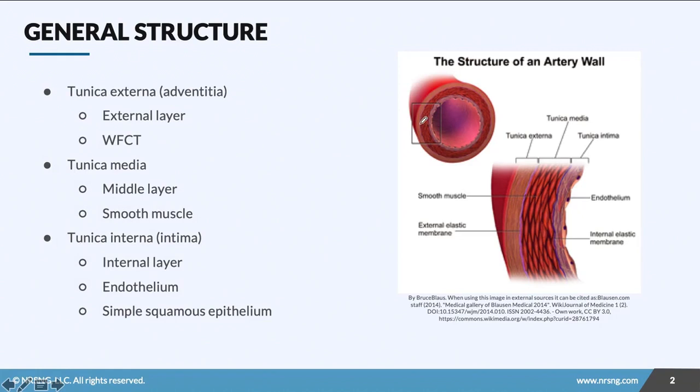Blood vessels are made up of three different layers. If we look here, this is a cross-section of a blood vessel. You can see the three layers: the tunica externa, tunica media, and tunica intima or tunica interna. The tunica externa, the outer layer, is made of white fibrous connective tissue, or WFCT. The tunica media is our middle layer and it's smooth muscle.